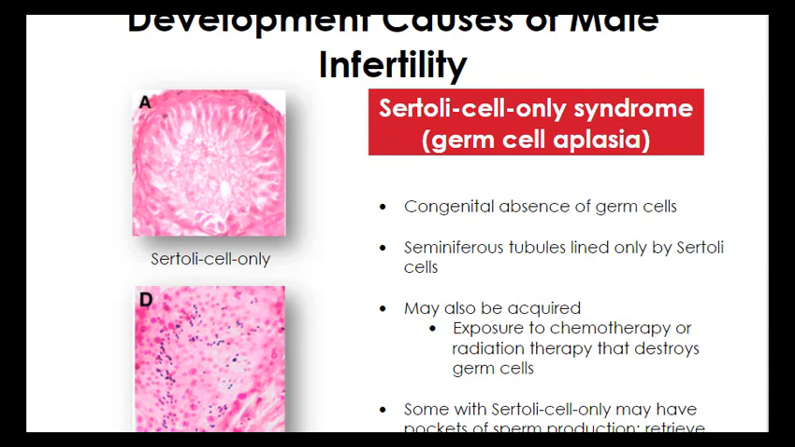Developmental abnormalities include Sertoli cell-only syndrome, also known as germ cell aplasia. In this condition, there is a congenital absence of germ cells in the seminiferous tubules of the testes due to failure of migration during embryonic development. As a result, only Sertoli cells line the seminiferous tubules of the testes. A pattern of Sertoli cell only can also be acquired as a result of exposure to chemotherapy or radiation therapy that destroys the germ cells. Some men with Sertoli cell only have small pockets of sperm production within portions of the testicle, which can be retrieved by testicular sperm extraction.